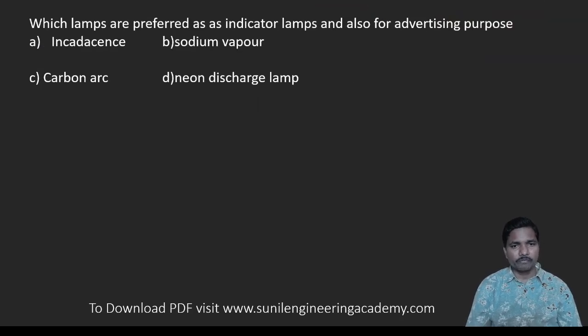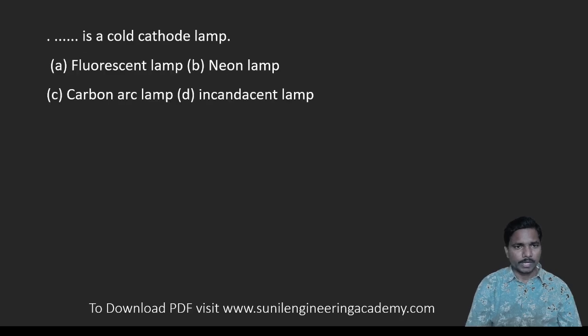Which lamps are preferred as indicator lamps? Indicator lamps are nothing but neon lamps. Neon lamps are also used for advertising purposes. Dash is the cold cathode lamp. Very important: the neon lamp is also considered a cold cathode lamp. It discharges very little heat.